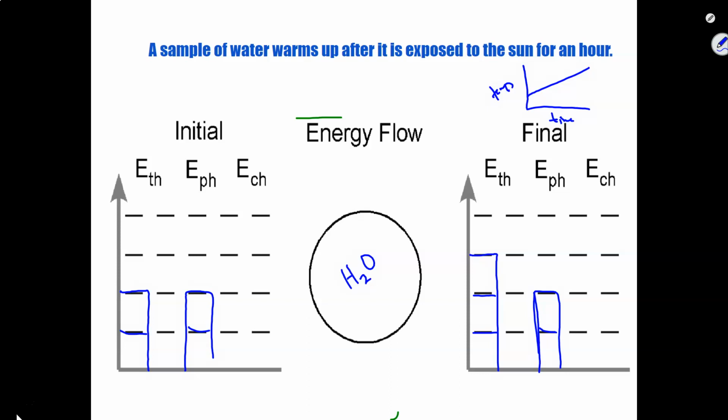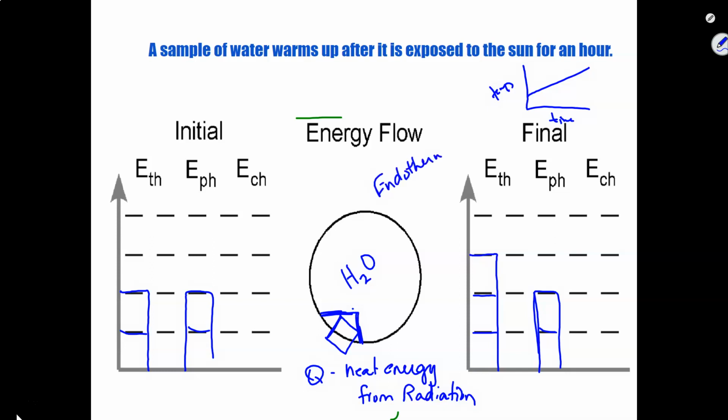Analyze my units. I have 4 units on the left side, I have 5 on the right. This means this took in energy, and it was, call that Q. So this is heat energy. And since it's from the sun, from its radiation, so that's the radiant energy that would be transferred in. This would be an endothermic process.